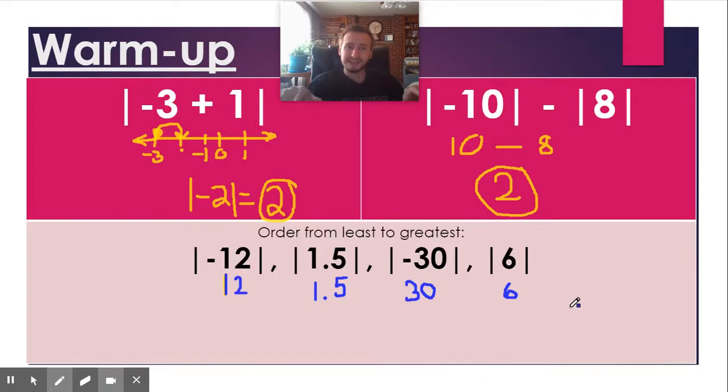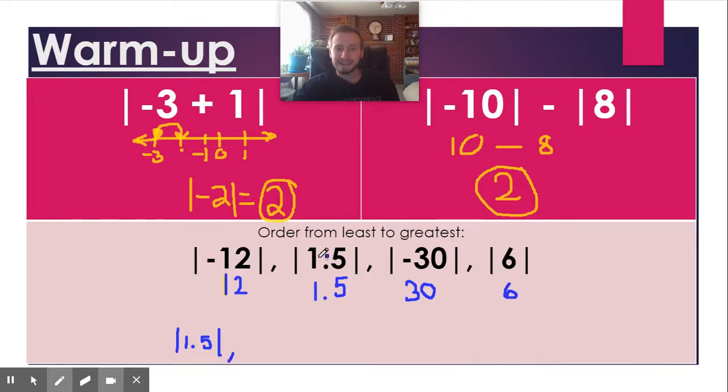Now you can look at these numbers and see which one is the least, then next, and then greatest. So the smallest number I have here is this 1.5. So that's my least number. So I would write down the absolute value of 1.5 is the least.